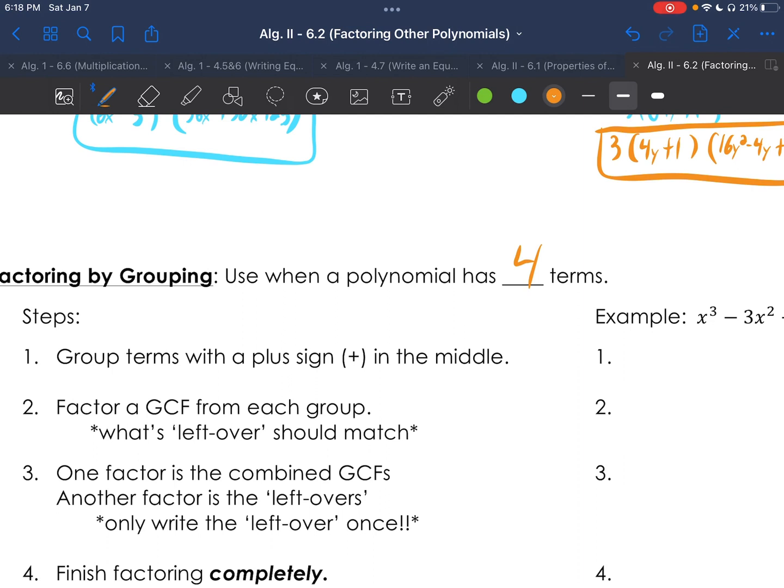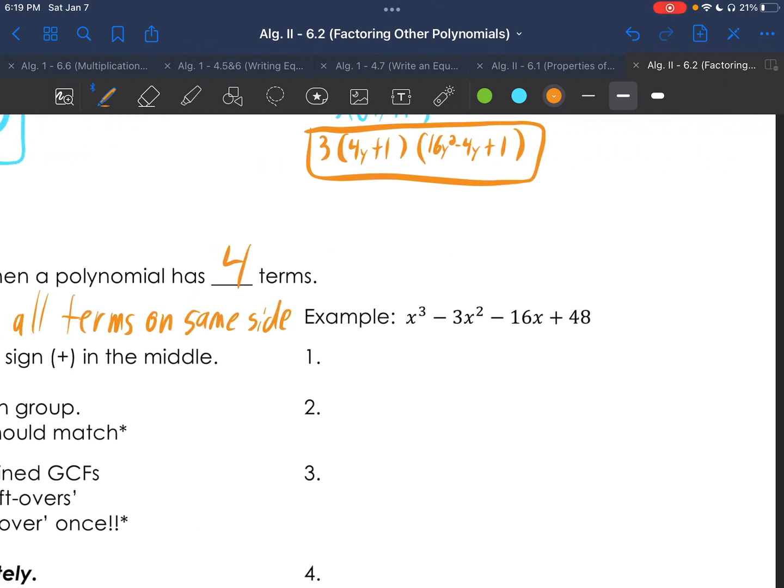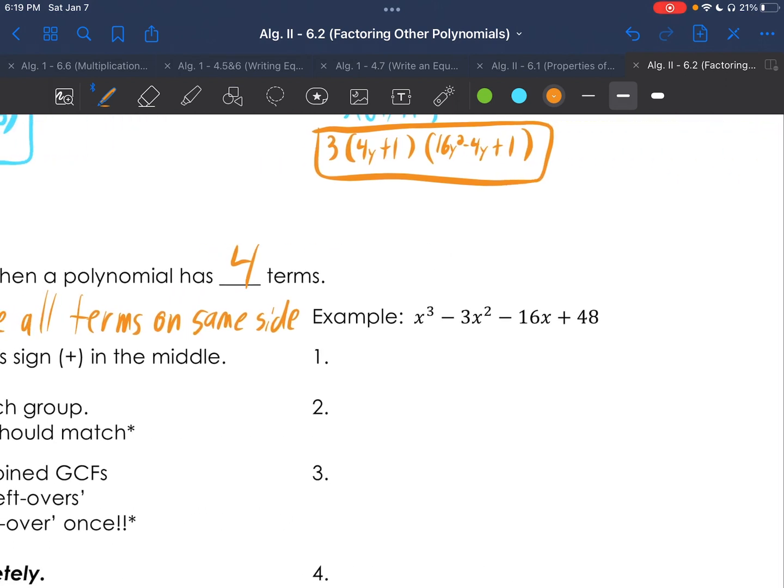So, quick step, before you do anything else, make sure all terms are on the same side. What that means is, in this example, x cubed minus 3x squared minus 16x plus 48, let's say it was equal to some number 5, you would first have to subtract 5 from both sides. Then you'd have to make sure it's equal to 0 in order to start. But we'll say for this example, it's already equal to 0.